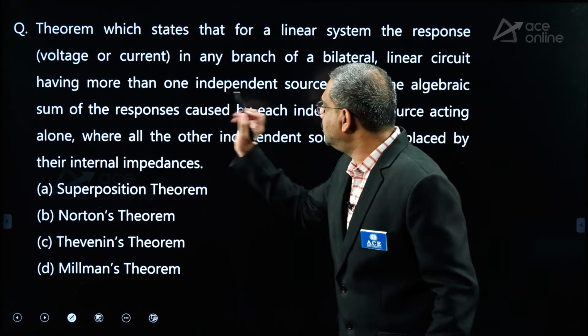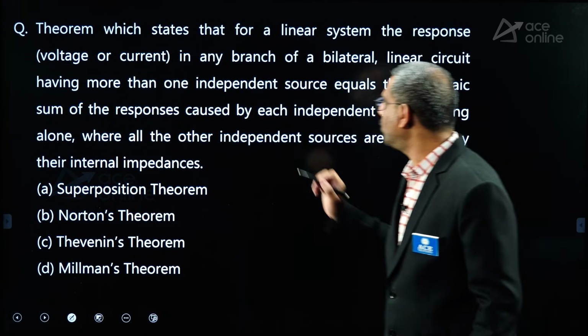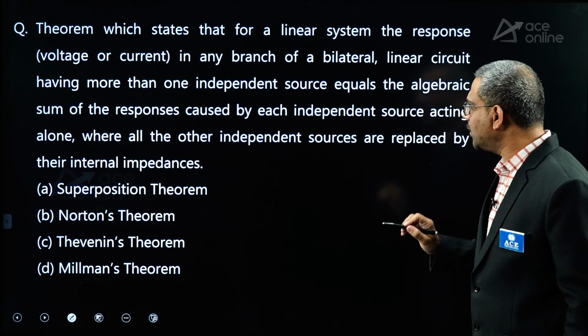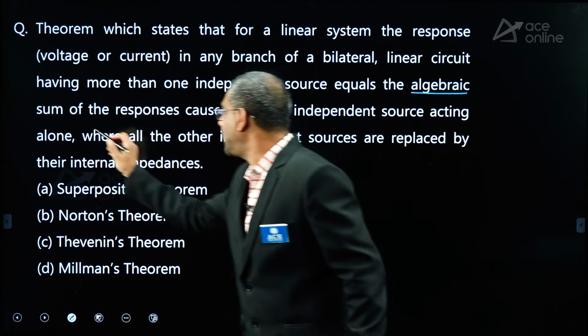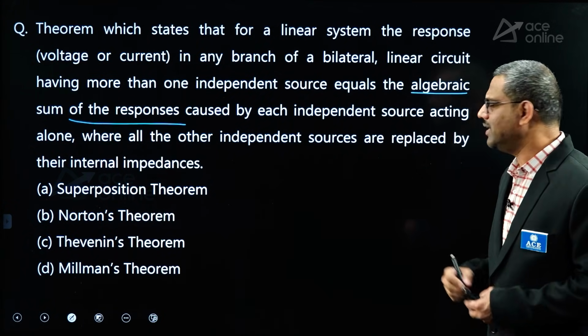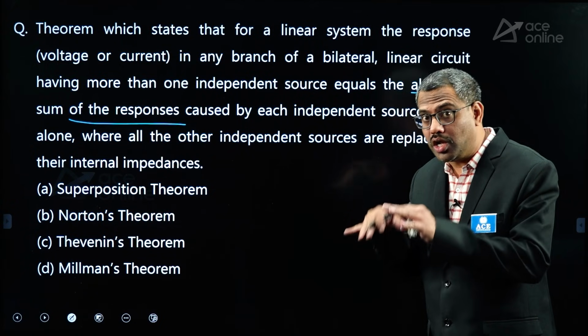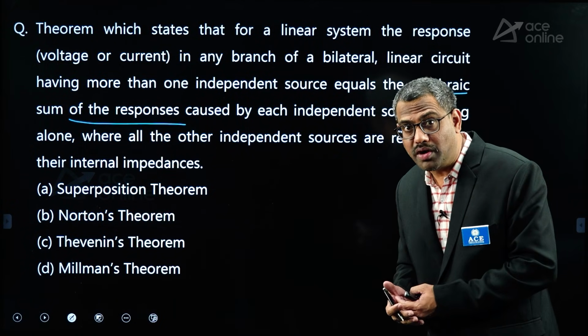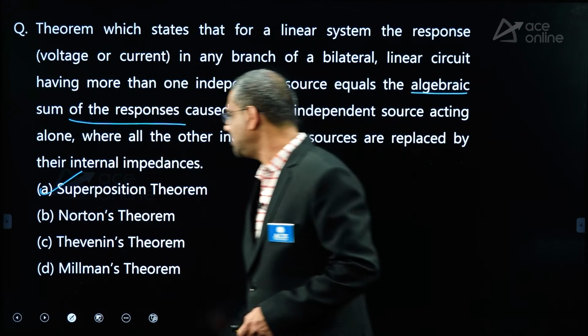Then the theorem which states that for a linear system, the response, that is voltage or current in any branch of a bilateral linear circuit having more than one independent source, is equal to the algebraic sum of responses caused by each independent source acting separately. Which theorem is it, sir? Additive property. So the effect produced in any element or network when all sources act at a time is also equal to the sum of individual effects. Which theorem? Additive property, superposition theorem.